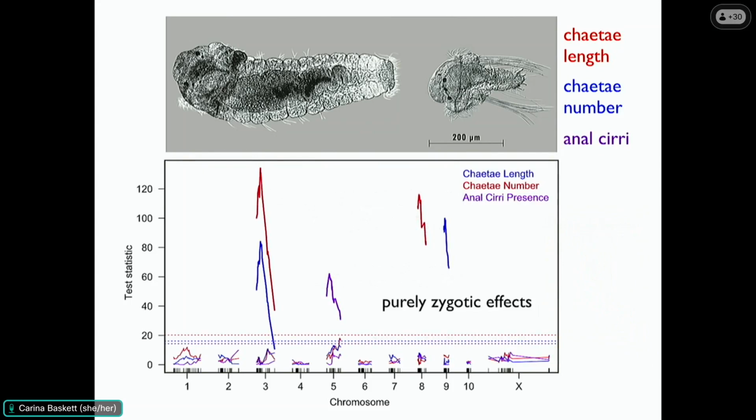So what we found is that these bristles and these tail appendages are inherited in a purely zygotic way, with no evidence at all for any kind of maternal genetic effect, or any kind of paternal genetic effect either. And there are very large effect QTL that explain more than half of the variation in each of these traits. So the number of these bristles has QTL on chromosome 9 and chromosome 3. Chromosome 3 also affects the number, and so does chromosome 8. And these appendages on the tail, the anal cirri, are explained in large part by a chromosome 5 QTL.